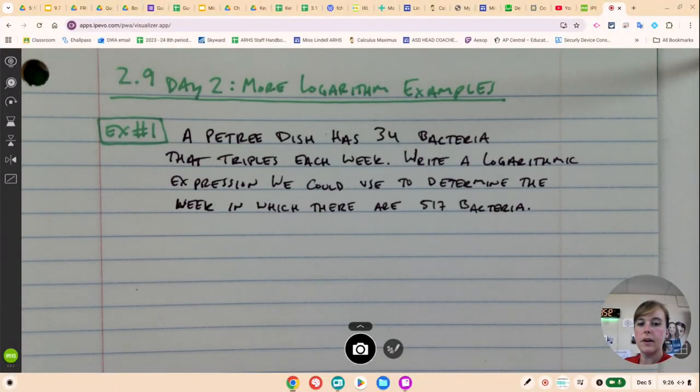Hey everyone. All right, so sorry, I'm trying a different screen recording app, but anyway, today we're going to go over a couple more examples from AP Pre-Calculus 2.9, which is all about logarithms.